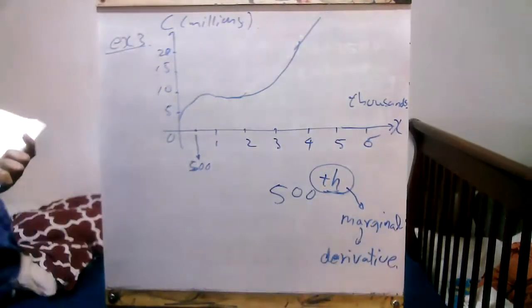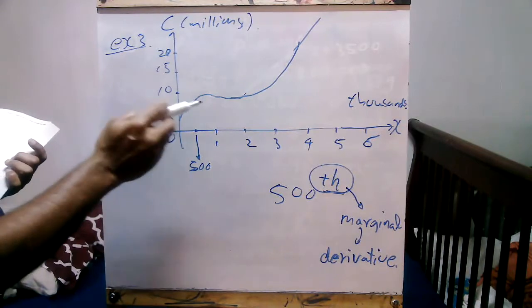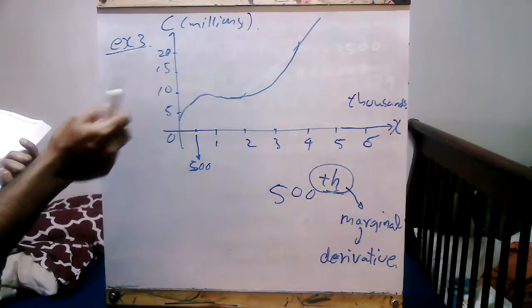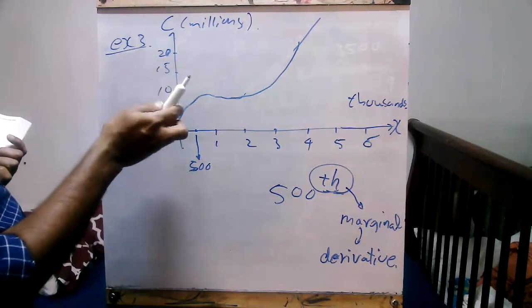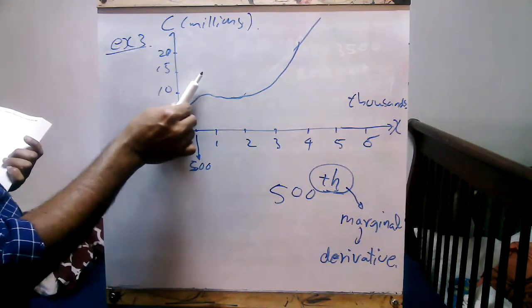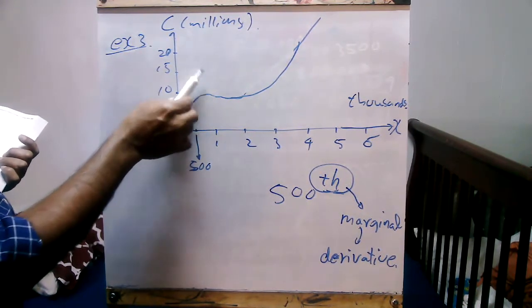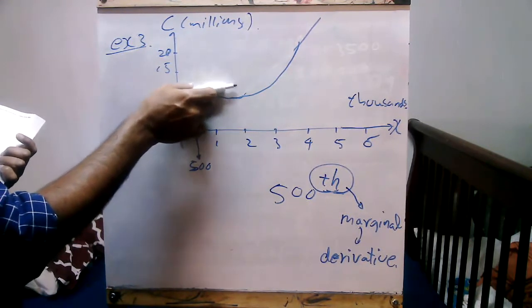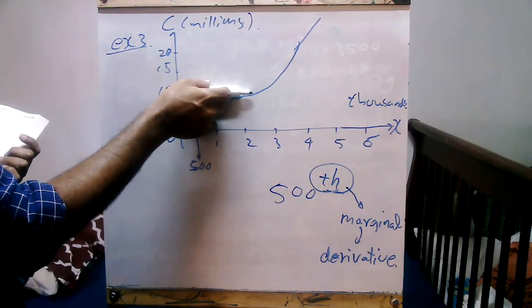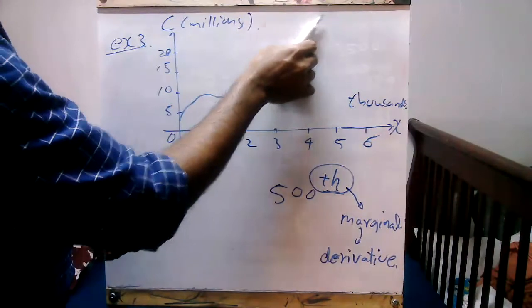Now let me tell you one more time about the derivative. The derivative of this curve changes from place to place. The derivative represents the slope of the tangent line. The slope of the tangent line is like this, therefore the derivative is more. You see, the tangent line is now horizontal, that means the derivative is 0. Again it is increasing, and it keeps increasing.